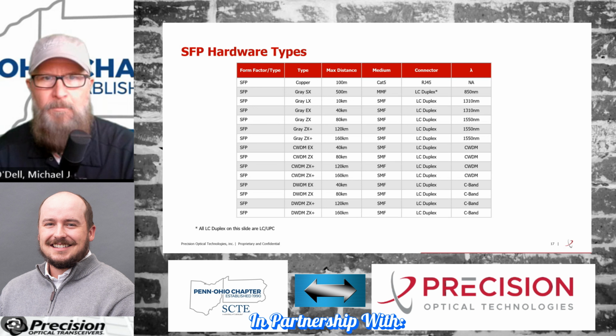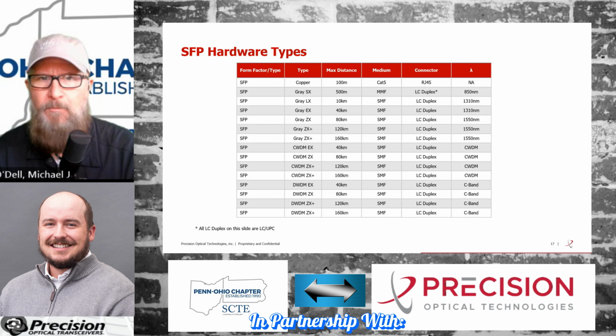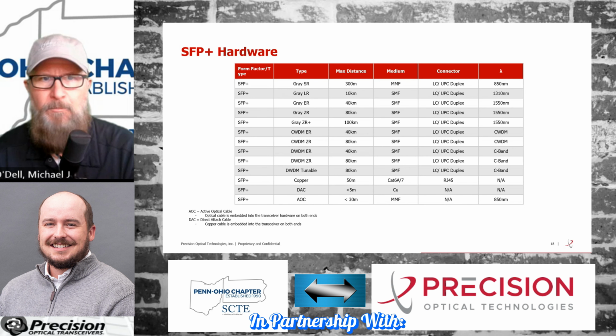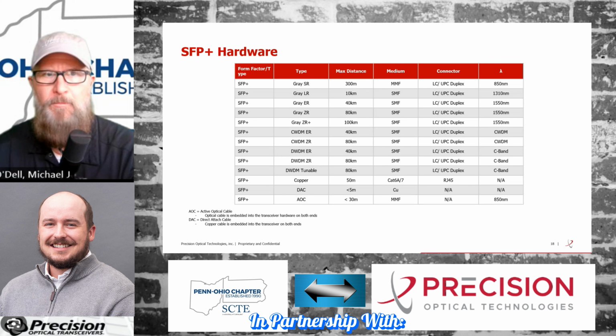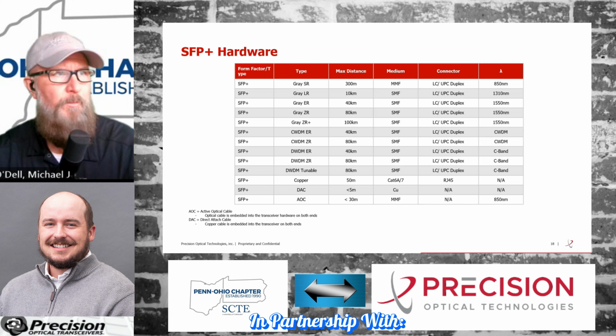But just to introduce the different hardware types, you see maximum distance. You can go as short as 100 meters, or you can go up to 160 kilometers with SFPs. You make the jump to 10 gig though, you can no longer get 160 kilometers. 80 kilometers is the typical limit. I do have 100 kilometers listed here. That is not really an industry standard.